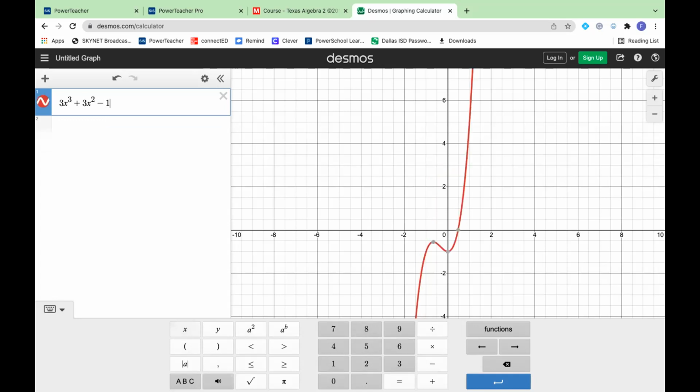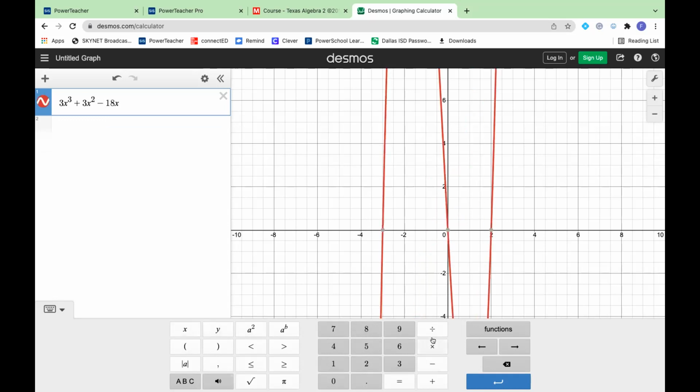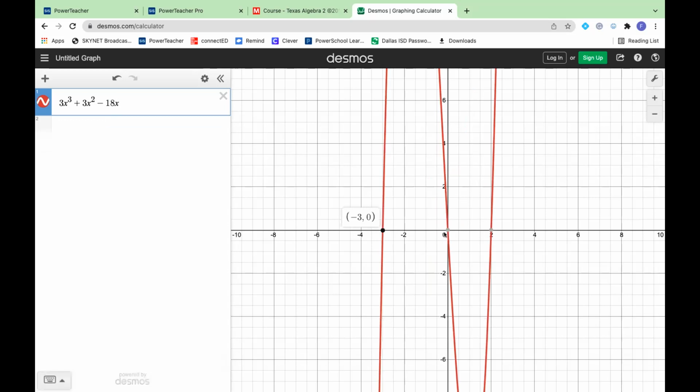Oh, minus 18x, my bad. It automatically tells you where it crosses. So I can see it crosses at -3, 0, and 2. So that is what I would go ahead and input for my lovely problem here. So I'm going to go back to shift screen this way.